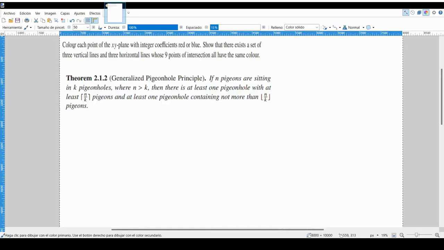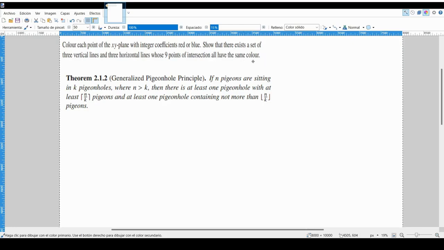So the problem here is that we are coloring each point of the XY plane with integer coefficients red or blue. So that means we're coloring (1, 1), (1, 2), any integer point in the XY plane. And we want to show that there is a set of 3 vertical lines and 3 horizontal lines whose 9 points of intersection all have the same color.